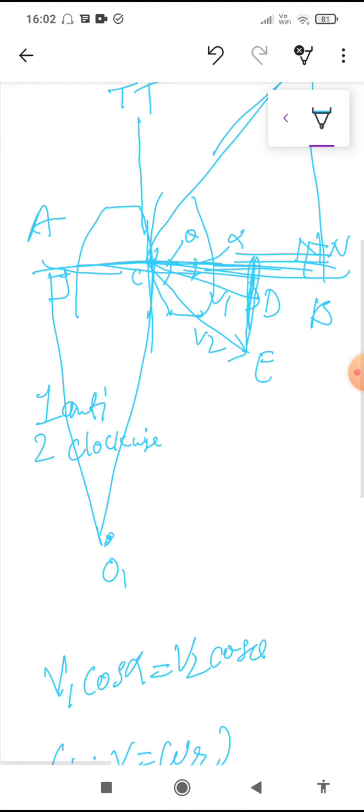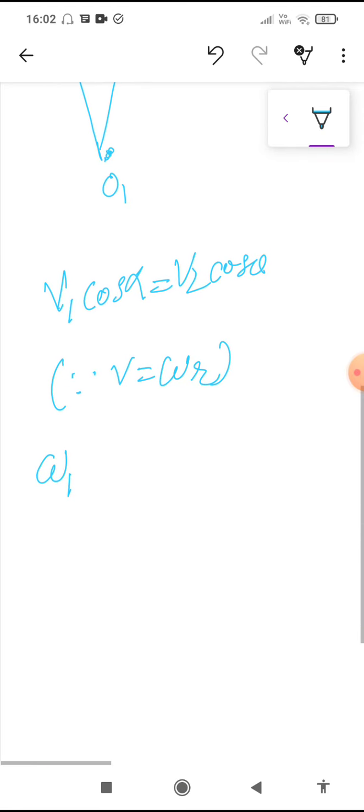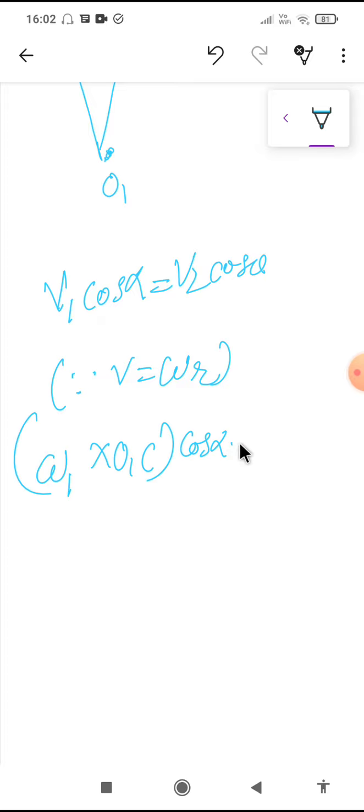So this is the O1C and O2C, so that is the r here. That is the radius, the radius of the gear. So we know that the radius is O1C and O2C. So here it will be omega 1 into O1C into cos alpha is equal to omega 2 O2C cos theta.